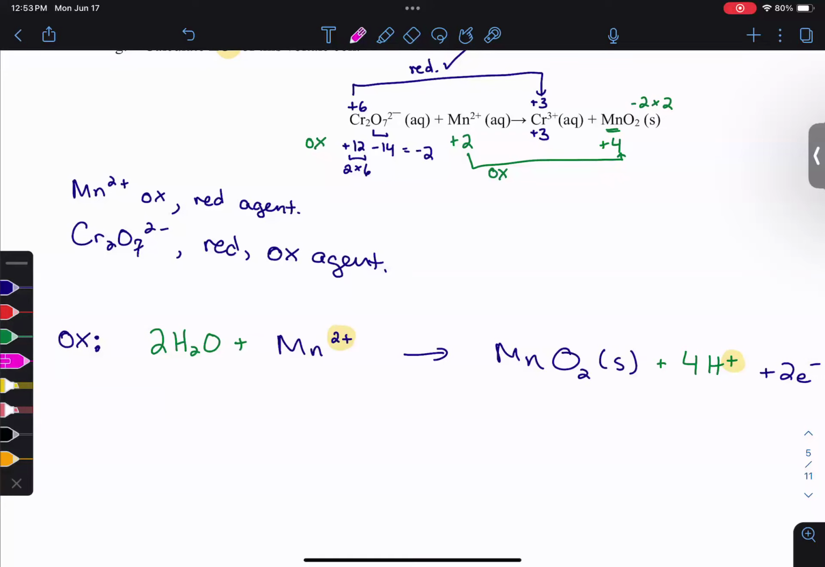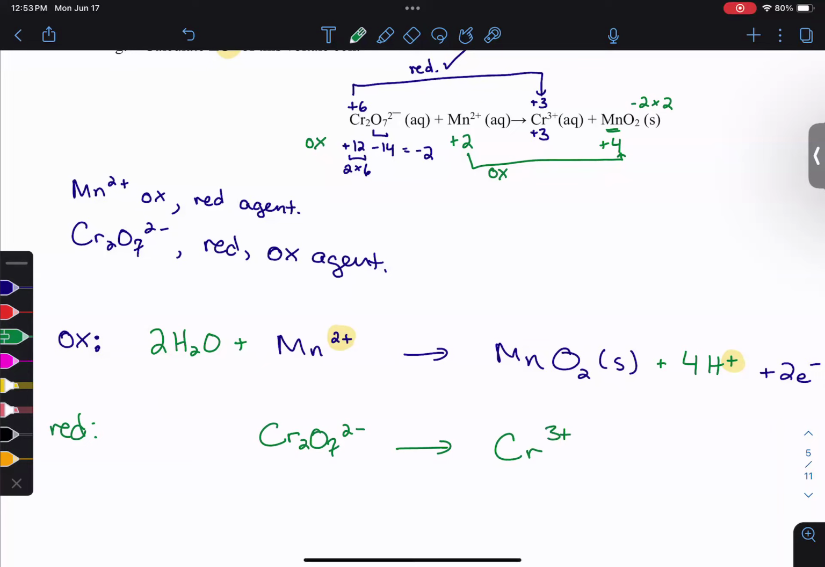Then we do the reduction reaction. We'll rewrite the skeleton of the reduction reaction: Cr2O7 2- goes to Cr3+.